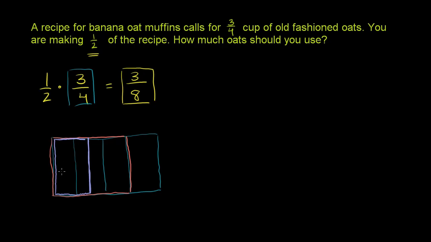So let's divide each of them into 2. So this is the first piece. We're going to divide it into 2 right there. So now it is 2 pieces. And then this is the second piece right here. We divide it into 1 piece and then 2 pieces. This is the third piece. So we divide it into 1, 2 pieces. And this is the fourth piece, or the fourth section. And we divide it into 2 sections.